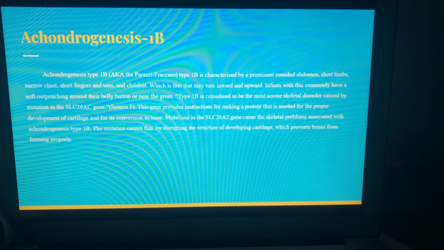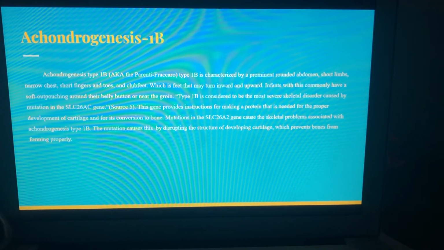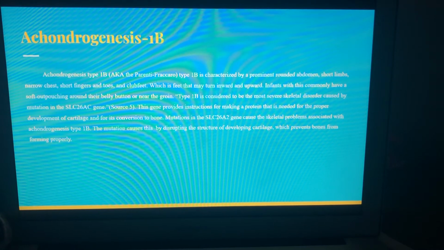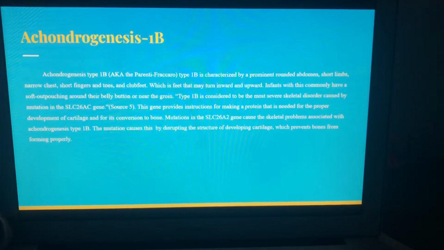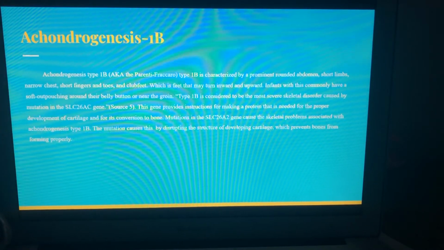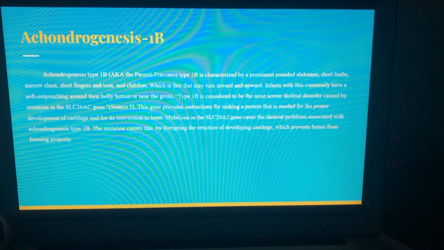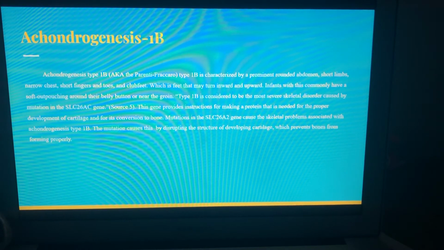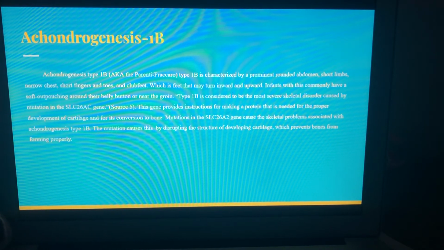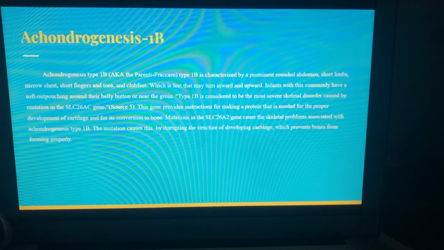Type 1B is considered to be the most severe skeletal disorder caused by mutation in the SLC26A2 gene. This gene provides instructions for making a protein that is needed for the proper development of cartilage and for its conversion to bone. Mutations in the SLC26A2 gene cause the skeletal problems associated with achondrogenesis. The mutation causes this by disrupting the structure of developing cartilage, which prevents bones from forming properly.